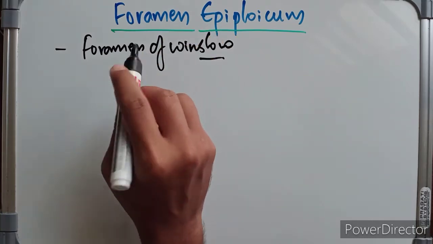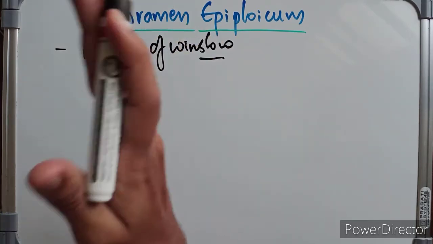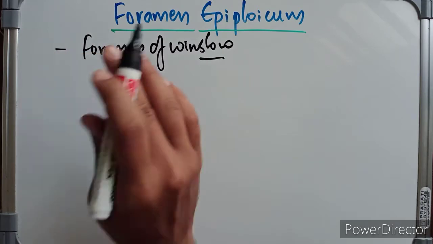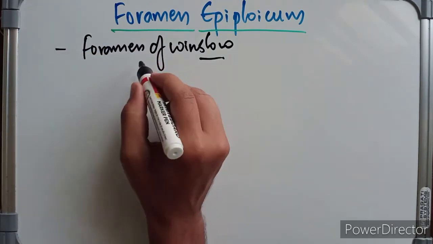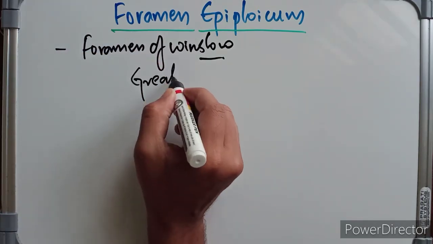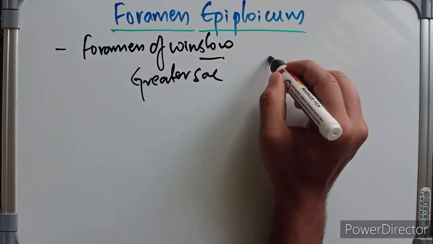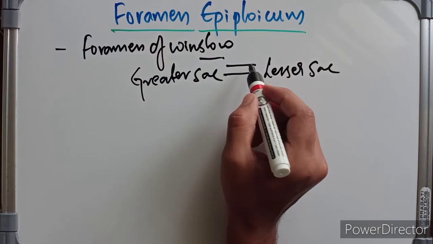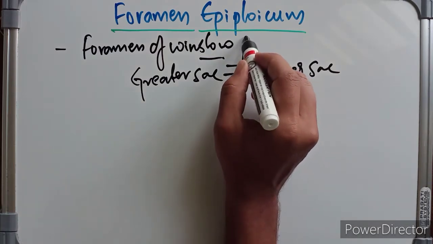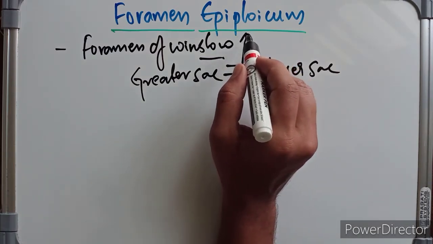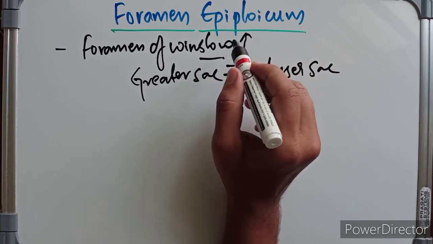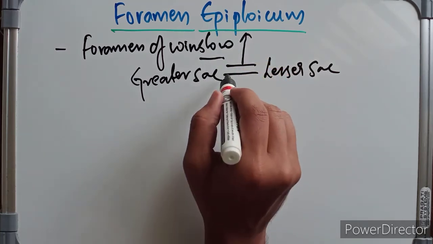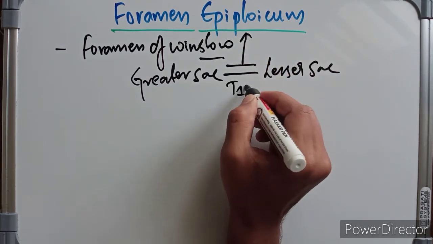The foramen epiploicum is a vertical slit through which the lesser sac of the peritoneum communicates with the greater sac. We have the greater sac here, and then we have the lesser sac. The communication between the greater sac and the lesser sac is nothing but the foramen epiploicum. It is situated behind the right free margin of the lesser omentum at the level of the T12 vertebra.